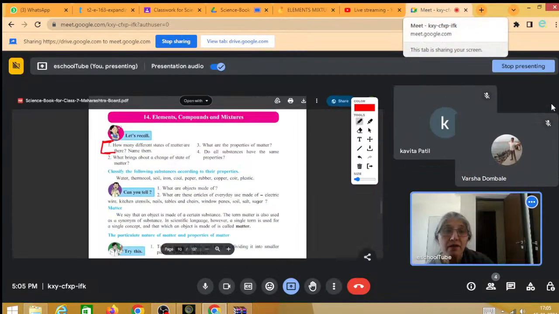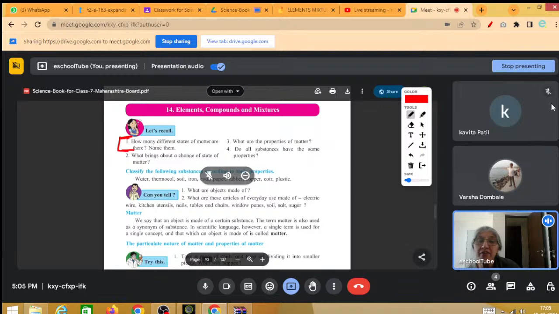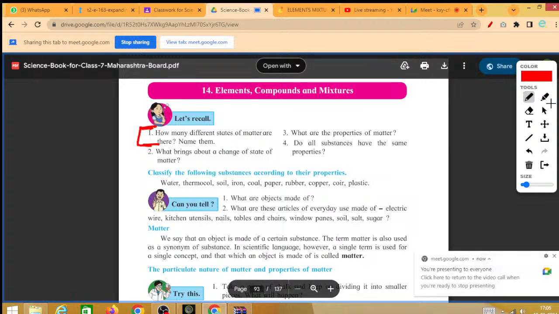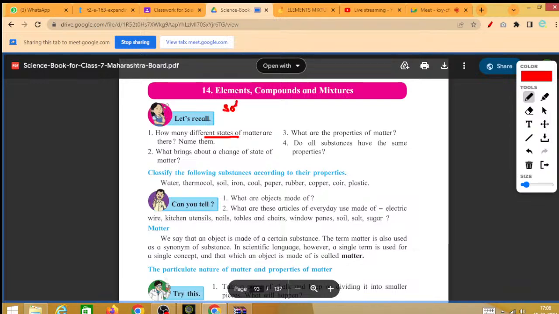Harshal, where is Harshal? Harshal, read quickly. How many different states of matter are there? Name them. Just name them quickly. You don't remember the states of matter? States of matter. Yeah, solid, liquids and gases. Okay, now read the second question, Yukti.